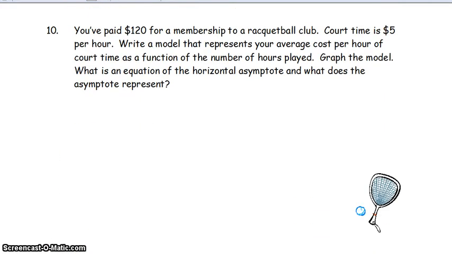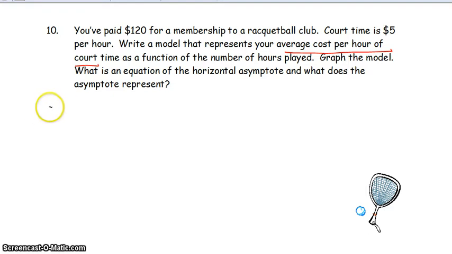Okay, this one's a good problem because it just talks about the average cost per hour. Okay, well, think about it. If I pay a $120 membership and I use it once, 1 hour, I pay $125, I'm spending $125. And that's per hour too. That's not getting my money's worth for this membership. The more time I spend, my average cost goes down. You're starting to get your money's worth more.